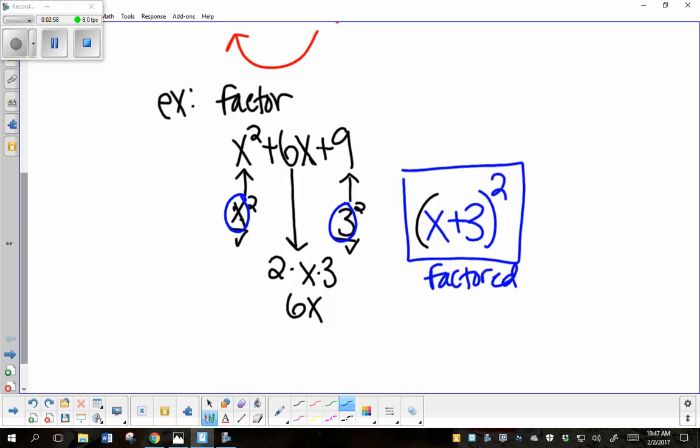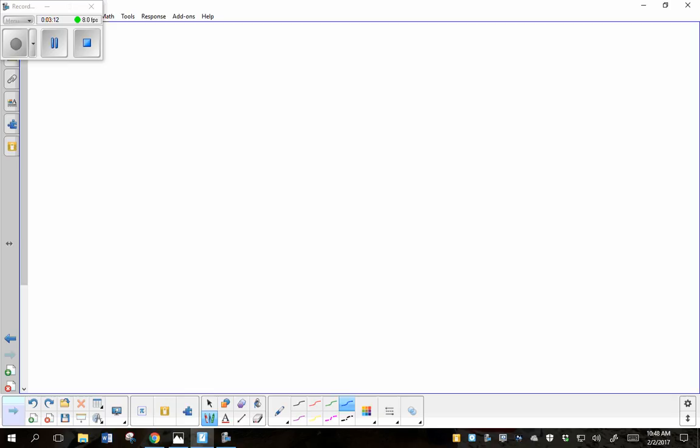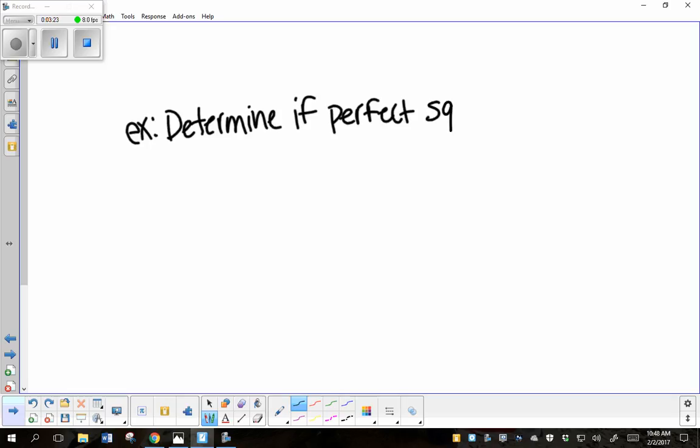So for the first examples we're going to do, the book doesn't make you factor it, but we might as well factor it. We're just going to determine, is this a perfect square binomial? Because if it is, we can use our shortcut factoring method now. So we're just going to determine if these are perfect square binomials.